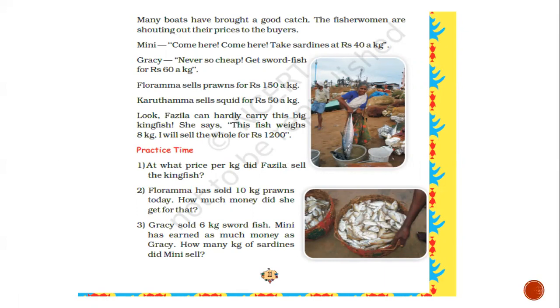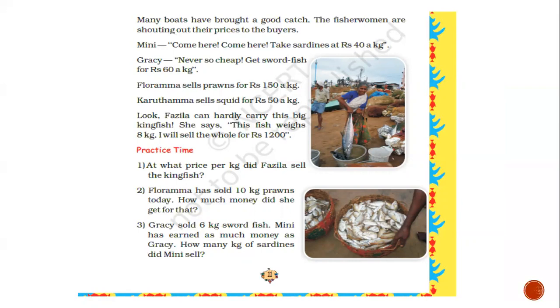many boats have brought a good catch. The fisherwomen are shouting out their prices to the buyers. We have different fisherwomen and they are selling their fish. Minnie: Come here. Take sardines at rupees 40 a kg. Gracie: Never so cheap. Get swordfish for rupees 60 a kg. Florima sells prawns for rupees 150 a kg. Karuthama sells squids for rupees 50 a kg. These are the selling prices of different seafoods the fisherwomen were selling in the fish market.